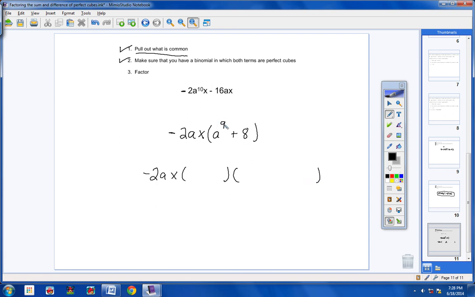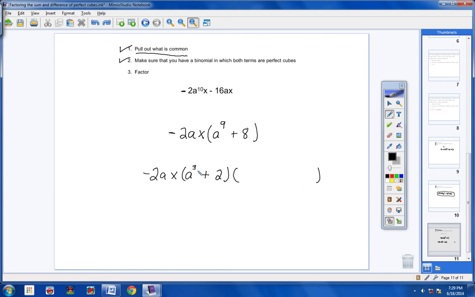Now, in your head, you take the cubed root of a to the ninth. Well, the cubed root of a to the ninth is a to the third. And in your head, take the cubed root of 8. That's going to be 2. And now bring this positive sign down right here, and we're going to put a positive sign right here. And then remember, over here I'm going to put 3 terms, okay? We'll worry about the signs of those terms later.